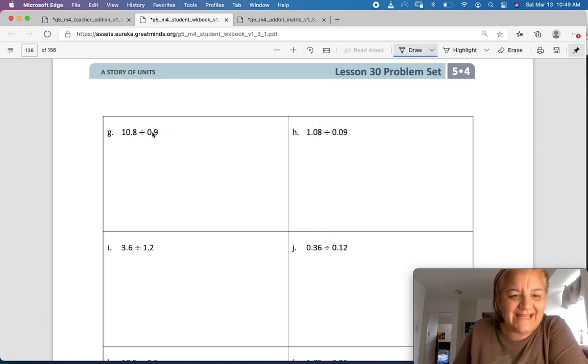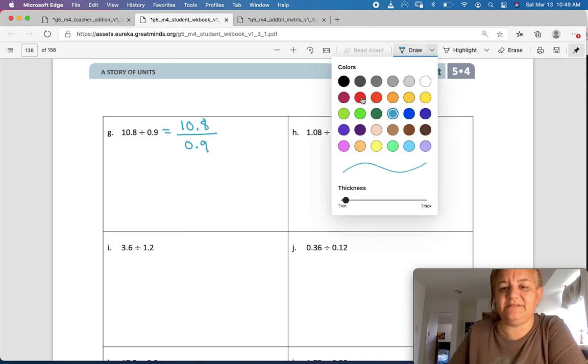Okay, 10 8/10 over 9/10. Right? So I want to move the decimal 1 space. So I'm going to multiply by 10 over 10.